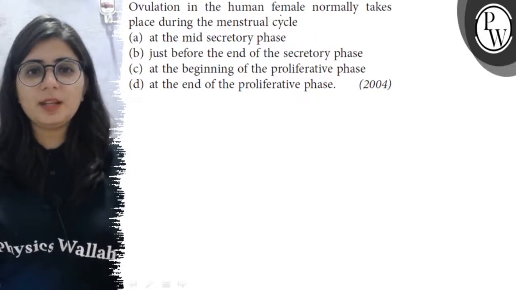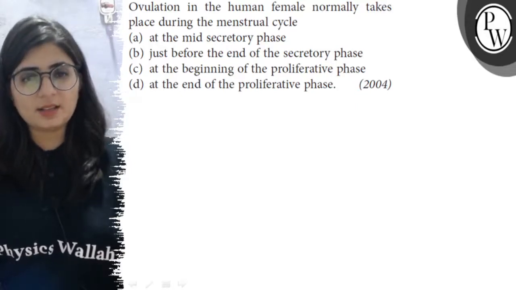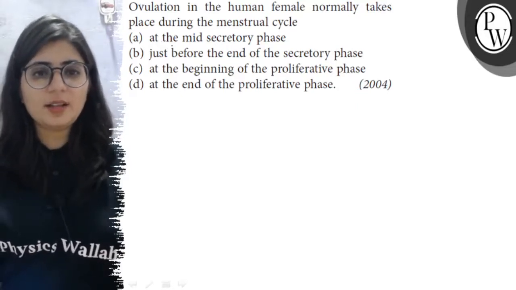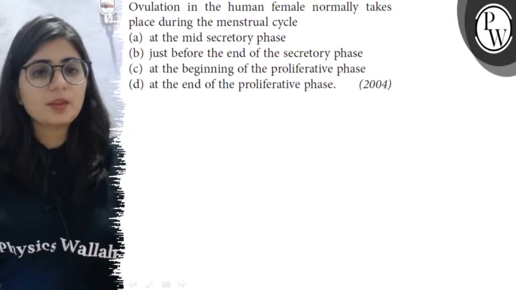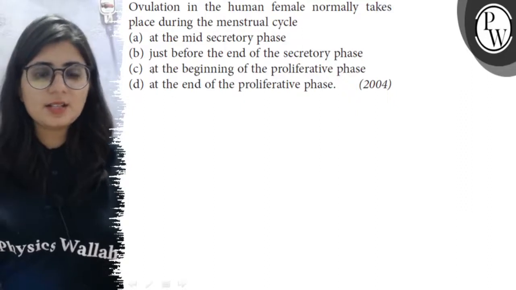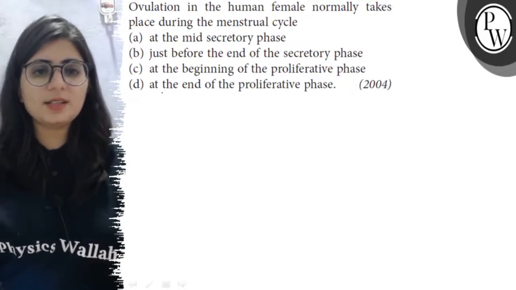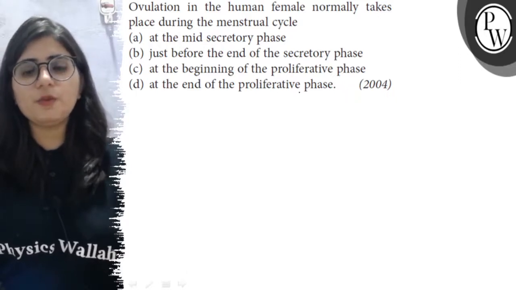Let's see the question. Ovulation in the human female normally takes place during the menstrual cycle. The options are: A, at the mid-secretory phase. B, just before the end of secretory phase. C, at the beginning of the proliferative phase. And D, at the end of the proliferative phase.